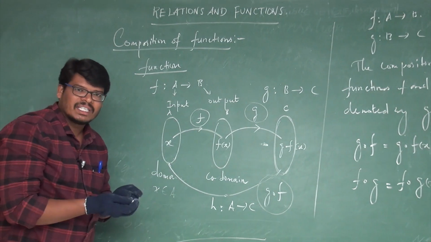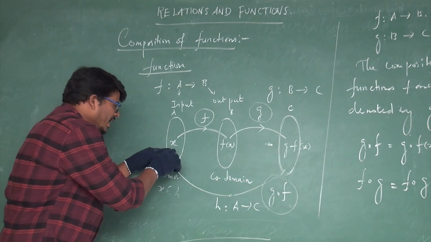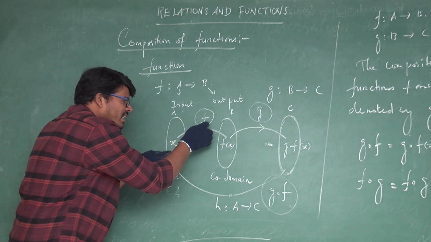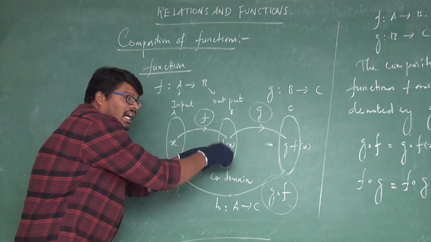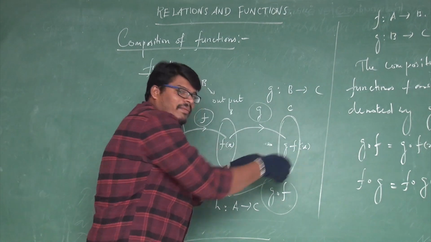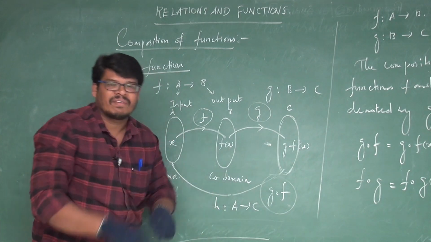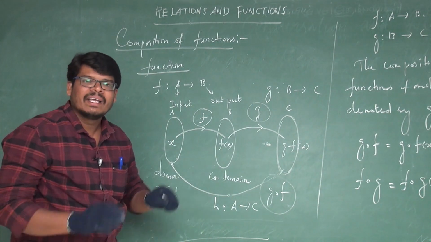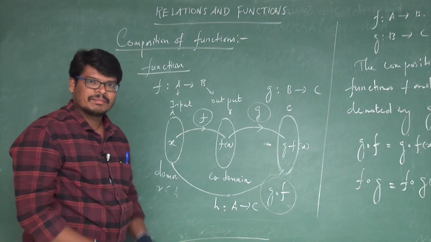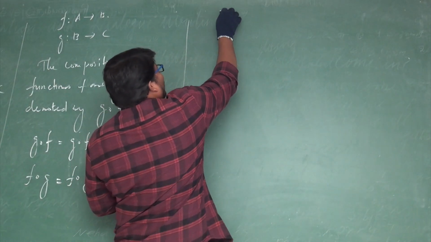The composition function is a nesting function. Here, the function f is f of x and the function g is g of f of x. The composition of functions is a nesting function. Okay, now find g dot f.